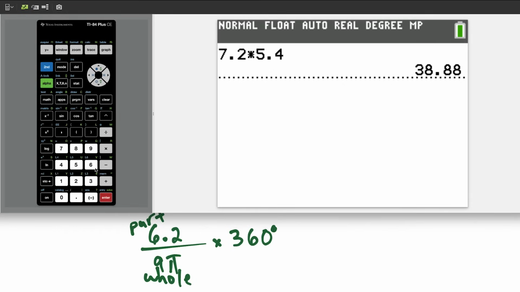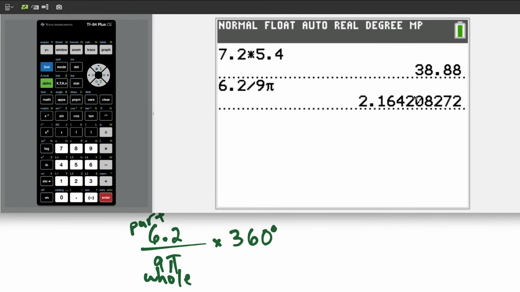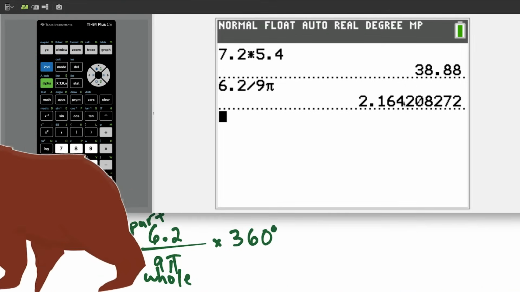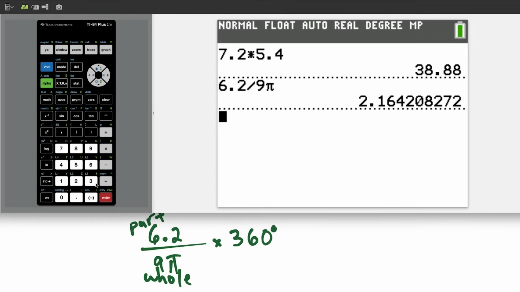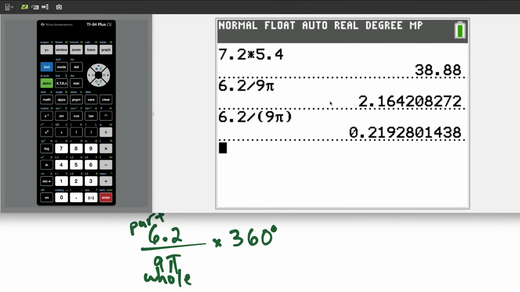Now, one thing to be very careful of: when you write 6.2 divided by 9 pi, please don't do something like this. Don't do 6.2 divided by 9 pi, with pi as the second function and the up arrow. If we do this, it's a very dangerous bear trap. If you are going to do it this way, you have to make sure that you put 9 pi in parentheses. It's going to give you something different. The problem with this method over here is it's doing 6.2 divided by 9 and then multiplying by pi.